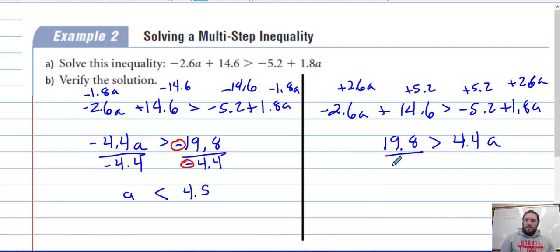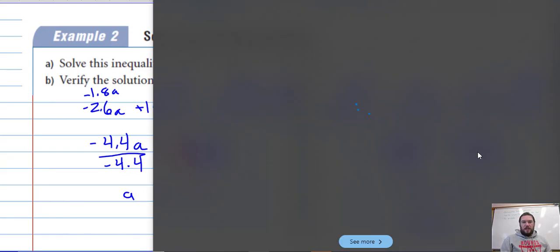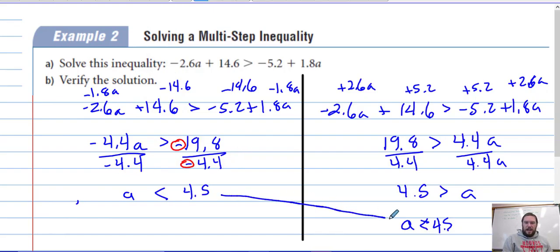So now when I divide both sides by the 4.4, I don't have to flip the symbol. So I get 4.5 less than, oops, not greater than, less than a. But we always read it from the variable. So if I wanted to read this from the variable, really it turns into a, how did I flip it again? I don't know what I'm doing this morning. There we go. Greater than, so it turns into a less than 4.5. Perfect. So what we see is that no matter which way we did it, I get a less than 4.5 on both sides.